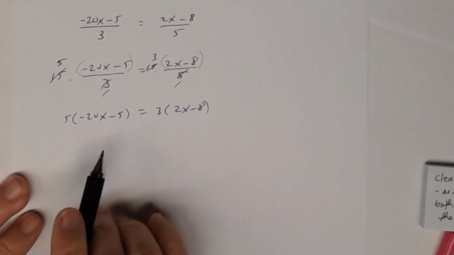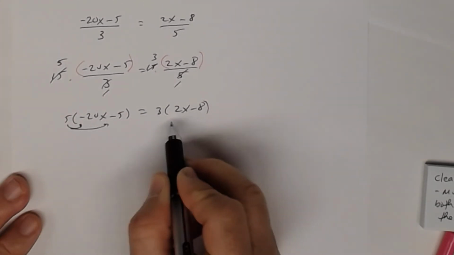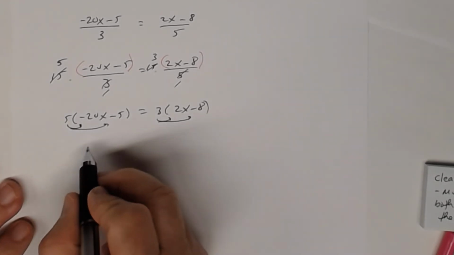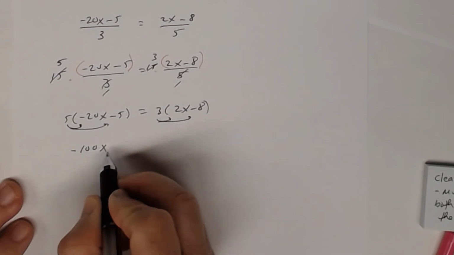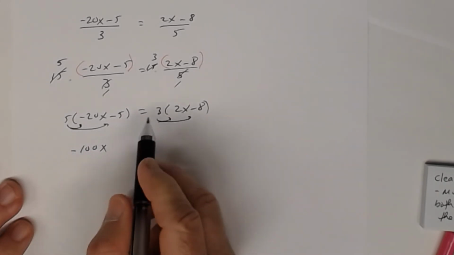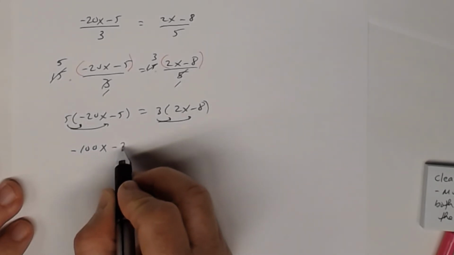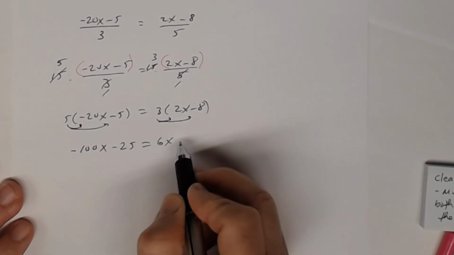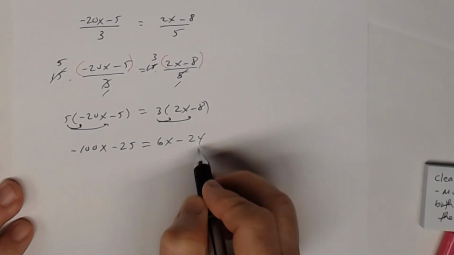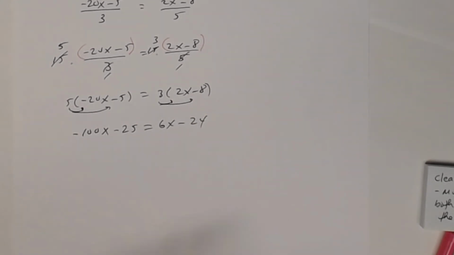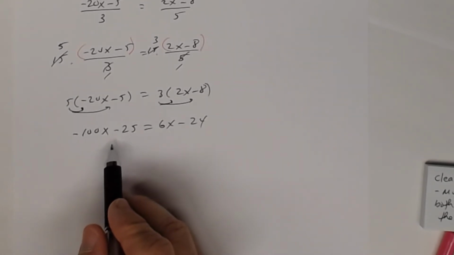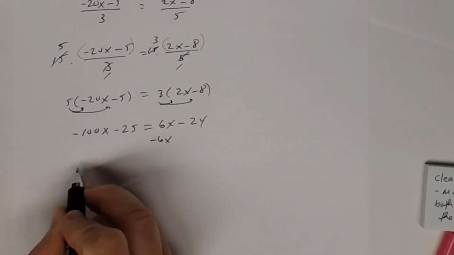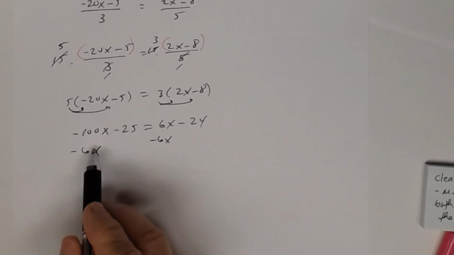Okay, now let's go ahead and get rid of the parentheses using the distributive property. And so I get negative 5 times a negative 20x is a negative 100x. 5 times a negative 5 is a negative 25, equal 3 times 2x is 6x, and then subtract, and then 3 times 8 is 24. All right, so let's go ahead and bring all the variables to one side, constants to the other. So I'm going to subtract 6x from both sides, and it's a positive 6x, just like this. Notice I'm aligning my like terms.